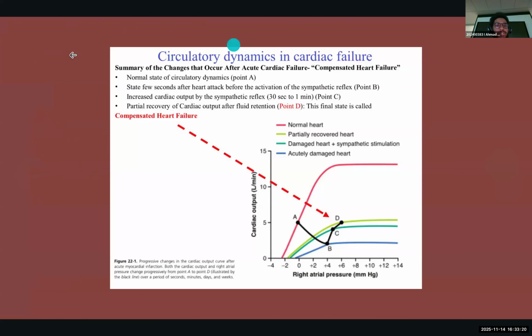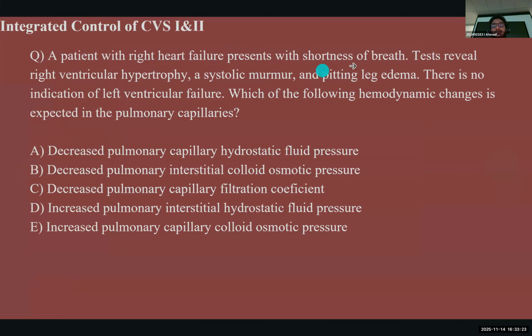I think this is the final question. Patient with right heart failure presents with shortness of breath. Tests reveal right ventricular hypertrophy, a systolic murmur, and pitting leg edema. There's no indication of left ventricular failure. Which of the following hemodynamic changes is expected in the pulmonary capillaries? Remember, the keyword is, was it right heart failure?